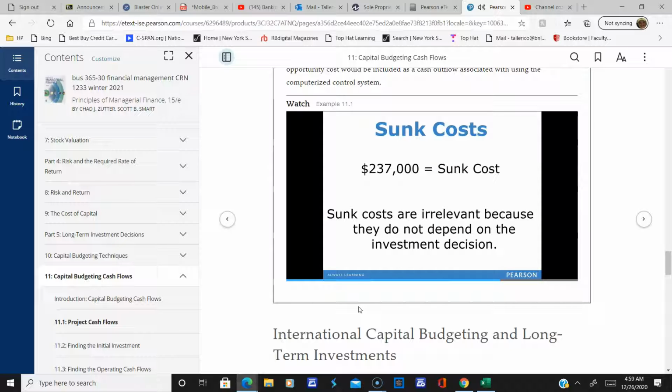One cost that is easy to identify in this problem is the $237,000 cost of the drill press. However, that cost is irrelevant to the decision to update the machine or not. The original cost of the machine is a sunk cost, meaning that it cannot be recovered whether Janco updates the drill press or not. Sunk costs are irrelevant since they do not depend on the investment decision. In other words, the $237,000 cost is not incremental to this decision.